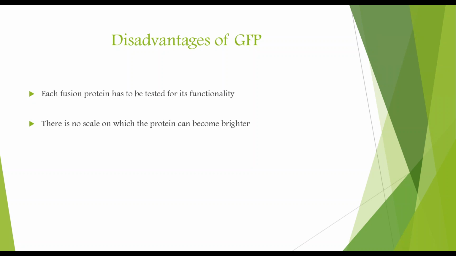There is no scale on which the protein can become brighter. Microscopy that uses light is limited in what it can resolve. Although light allows us to see things that are very small, there are many aspects of the nervous system that are even smaller than the wavelength of light. This can make it very difficult to resolve with standard fluorescent microscopy techniques, and for those kinds of things we need to use electron microscopes, which by and large cannot be used in living animals.